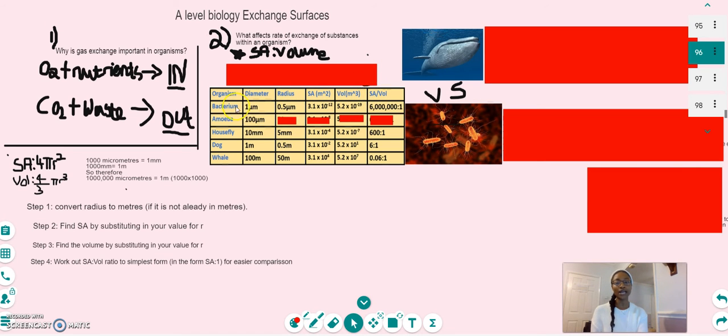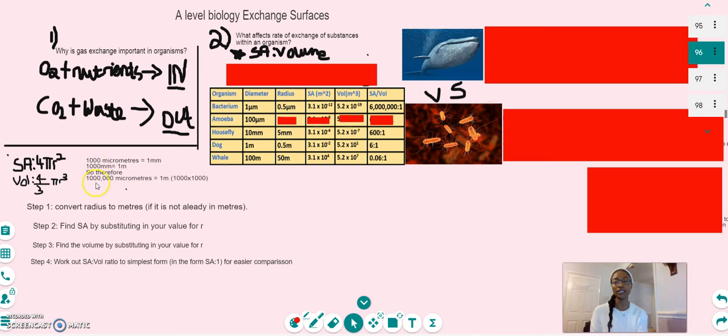So what we need to do is convert micrometers and millimeters into meters. Micrometers aren't something we're usually used to using, so I wanted to go through how we would convert micrometers into meters.